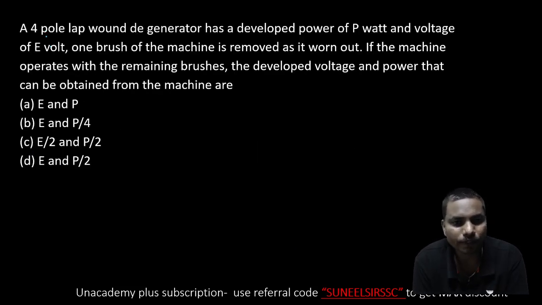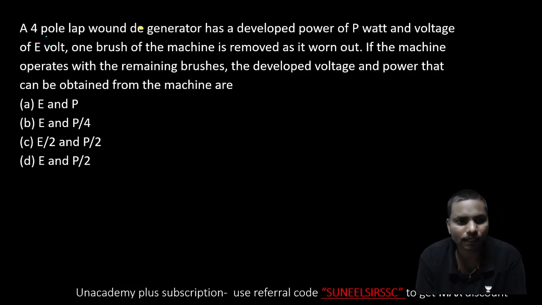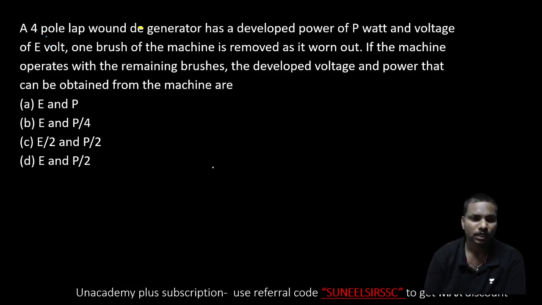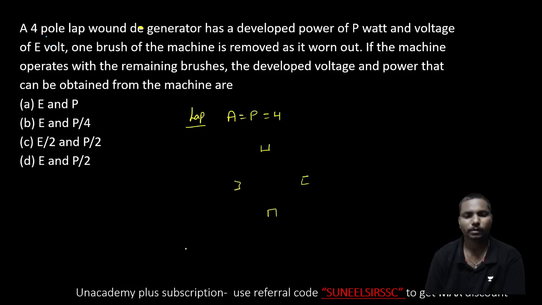A 4-pole lap wound DC generator has a developed power of P watt and voltage of E volt. One brush of the machine is removed as it is worn out. If the machine operates with the remaining brushes, the developed voltage and power that can be obtained from the machine are dash. Here it is lap wound, and the number of parallel paths is equal to the number of poles, that is 4. Brushes will also be 4, because brushes depend upon the number of parallel paths. So 4 parallel paths: 1, 2, 3, 4.